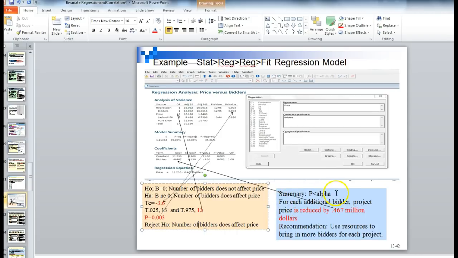My summary: because my p-value is less than alpha, I use the slope. I don't say there's not enough evidence. I use the slope. For each additional bidder, project price is reduced by $0.467 million. Use resources to bring more bidders to each project.